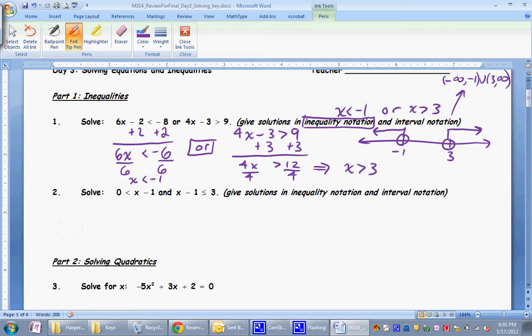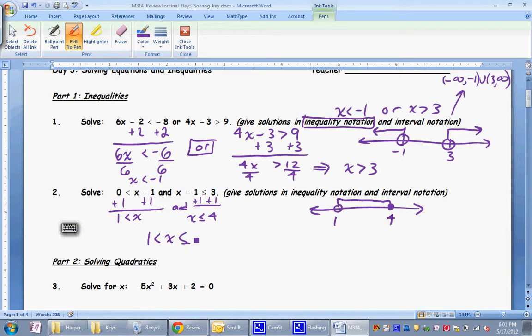Now we could do a similar thing for number 2 here. It's just that this is an AND inequality. So we have x is greater than 1, and when we add 1 to both sides in the second equation, x is less than or equal to 4. So we have the set of numbers that are smaller than or equal to 4, but bigger than 1. So in inequality notation, you could write this as 1 is less than x, which is less than or equal to 4. Or if you want to write this in interval notation, it's the set of numbers from 1 to 4, not including 1, but including 4.